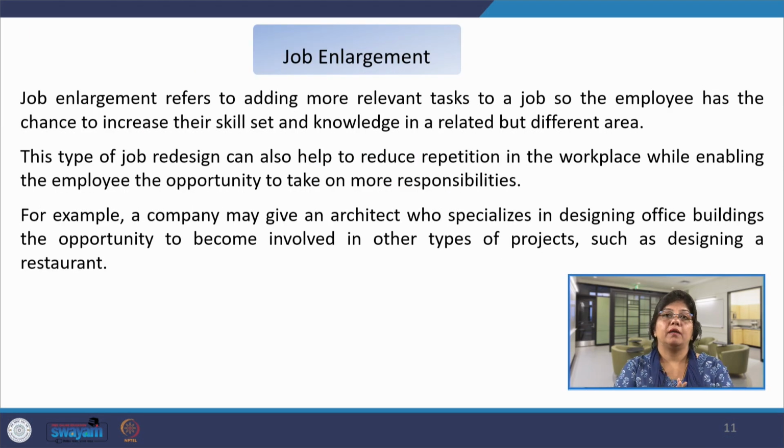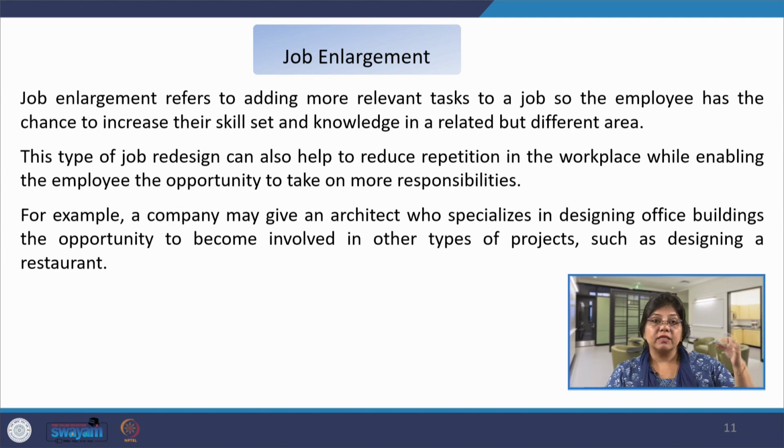The other is job enlargement. This refers to adding more relevant tasks to a job so the employee has a chance to increase their skill set and knowledge in a related but different area. Maybe a software developer will also have to understand the logistics of developing the software, and he has to upskill his knowledge or expertise so that he can have better control on his performance. This is job enlargement. So, this type of job redesign can also help to reduce repetition in the workplace while enabling employees the opportunity to take on more responsibilities.